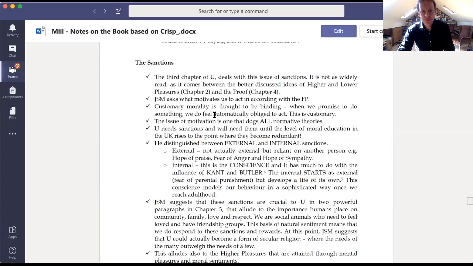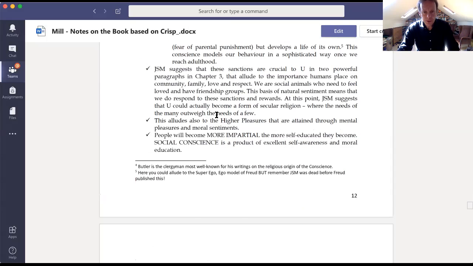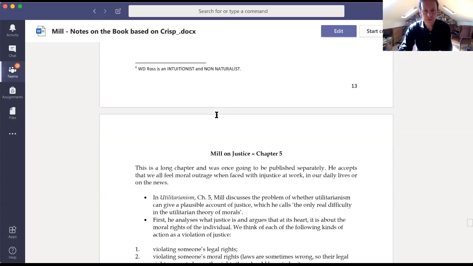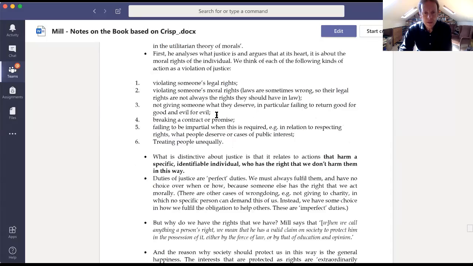Right, the sanctions, we're going to look at sanctions. There are lots of sanctions that are available: external and internal constraints, fear of how others might perceive us, constraints by the law, religious constraints. He's going to look at that. And we're going to go on and look at Mill and justice, chapter 5.